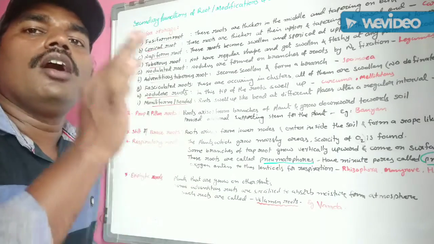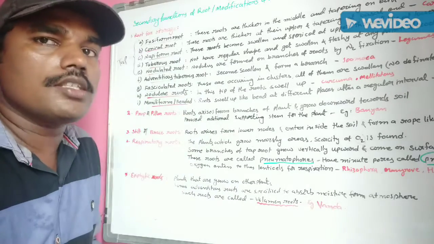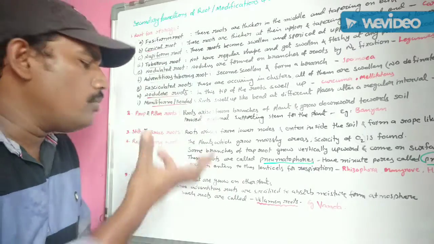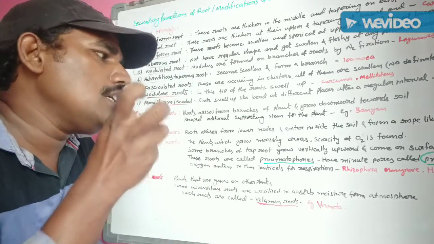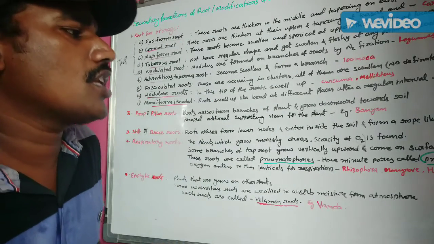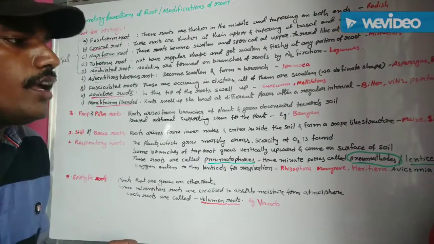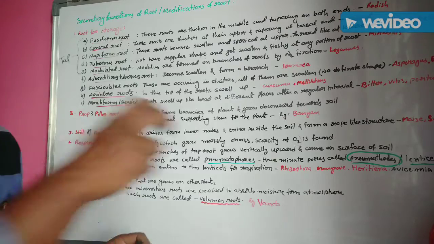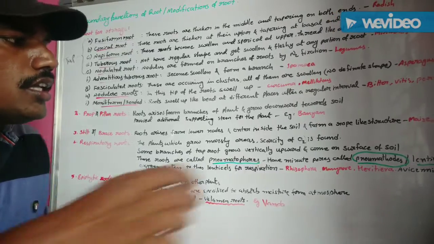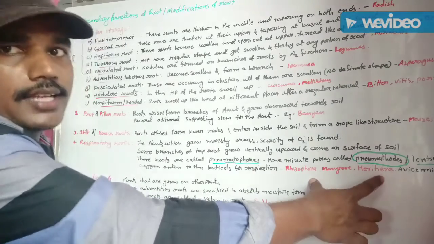These are helpful for oxygen exchange. Oxygen easily enters through these lenticels, and oxygen is available to these plants growing in marshy areas. This type of root is known as a respiratory root. The best examples are Rhizophora and mangrove, and also Heritiera. These are taproot respiratory plants.